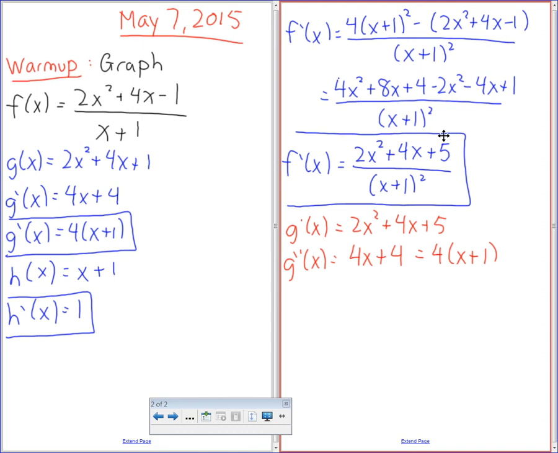Sound good? Okay, can someone in the back row, you guys are getting destroyed here. It's time to speak up. What's the derivative of the denominator? Nate, go. 2x plus 1. Good. So I'll call that h prime of x. It's not really, but I think you know what I'm trying to do here. Okay?